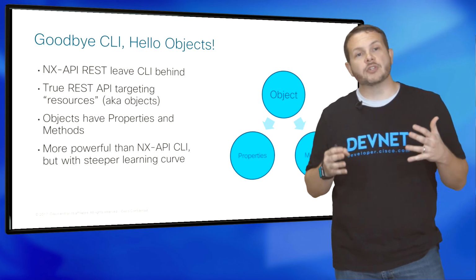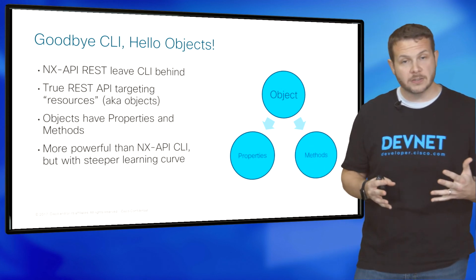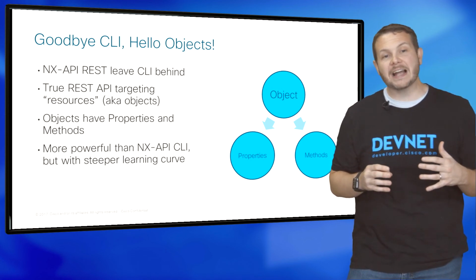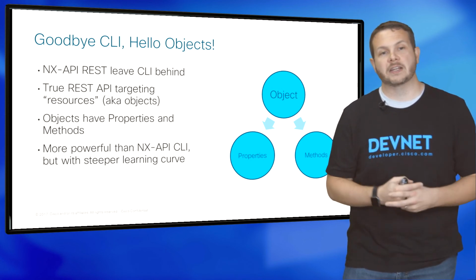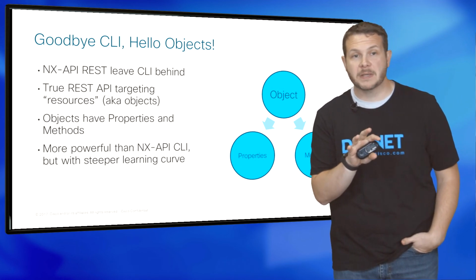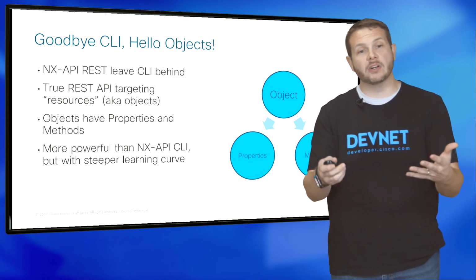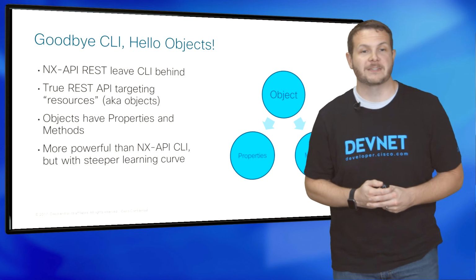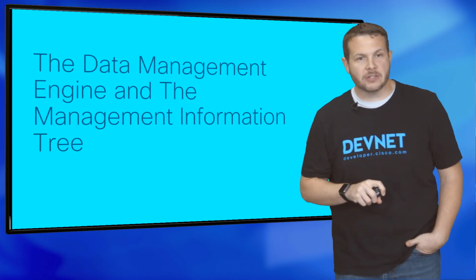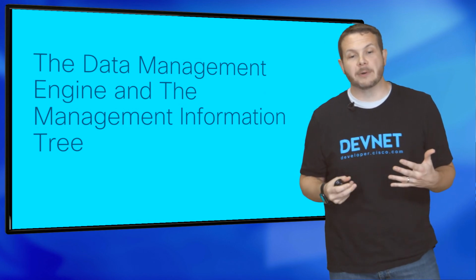NX API REST is a true REST API that targets resources, also known as objects, and each object has methods and properties that give access to the details across the NXOS system. NX API REST is much more powerful than NX API CLI, but it does come with a bit of a steeper learning curve, and we'll get you started up that curve in this lesson today. Now the data management engine and the management information tree is what we're interfacing with when we leverage NX API REST.